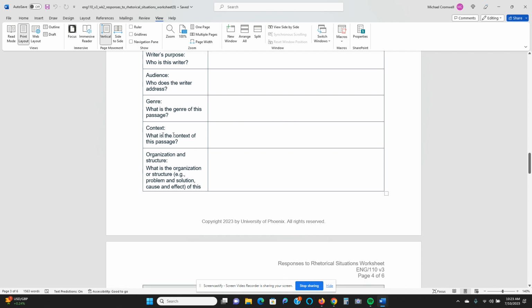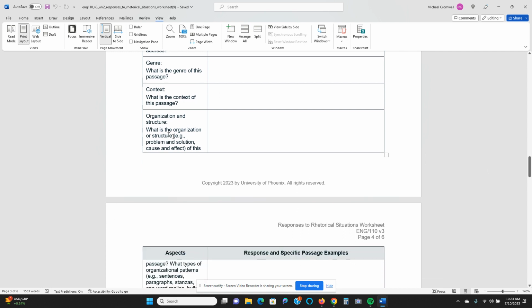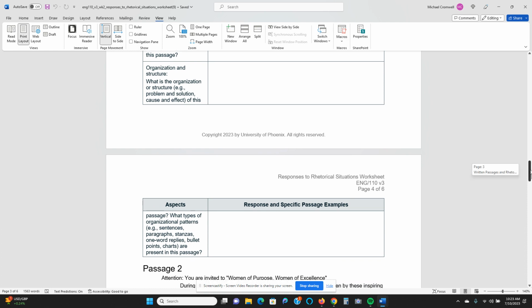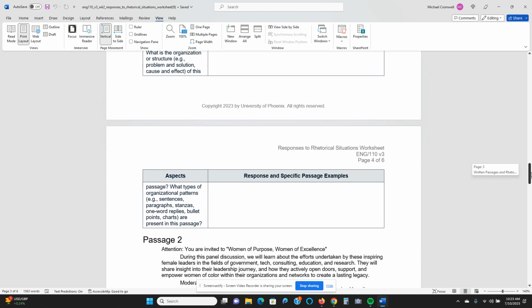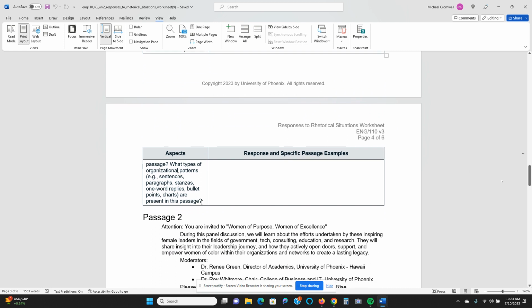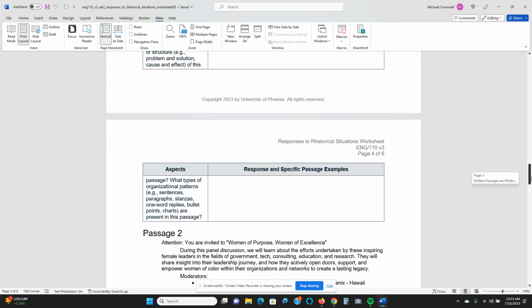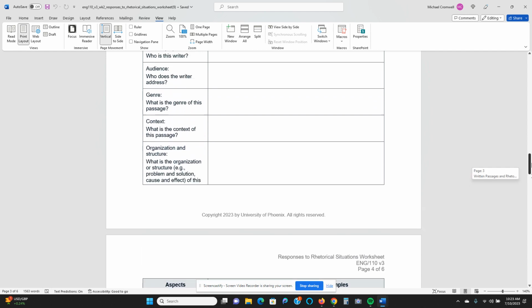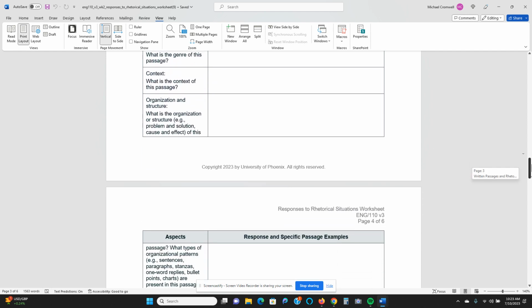What is the context? Why is this person writing this? What is the situation they're trying to address? And how is it organized? All right. Is it a problem that's trying to be solved? Are they comparing something? What is the organizational structure? Okay. And then you can break it down into also, it'll ask you what types of organizational patterns. Is it written in sentences, paragraphs, stanzas, replies, bullets, charts? Okay. Because we always communicate in a certain way, to be as effective as possible.